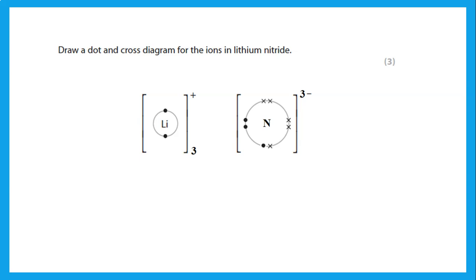And that means I need 3 of the lithium. Each of them has a positive charge. I can write the 3 down, or I can write it next to the lithium. So I have 3 of the lithium, Li+, and I have the nitrogen, 5 of its own, plus the 3 it's going to get from the 3 lithiums, and that means it has an overall extra 3 negative charges.